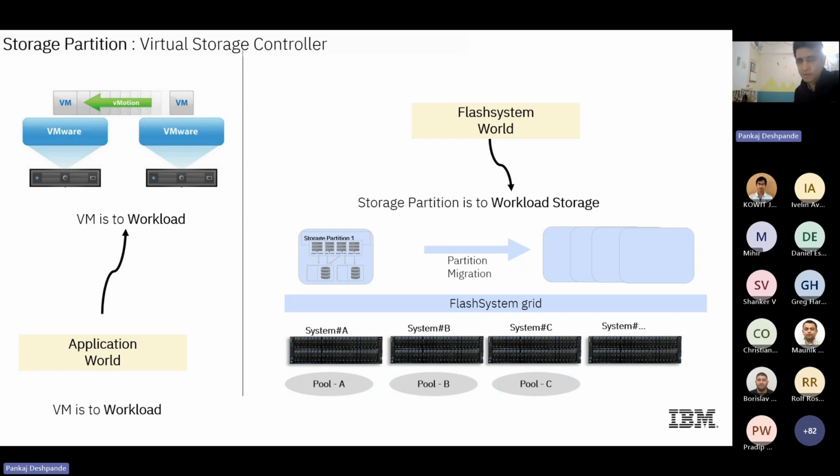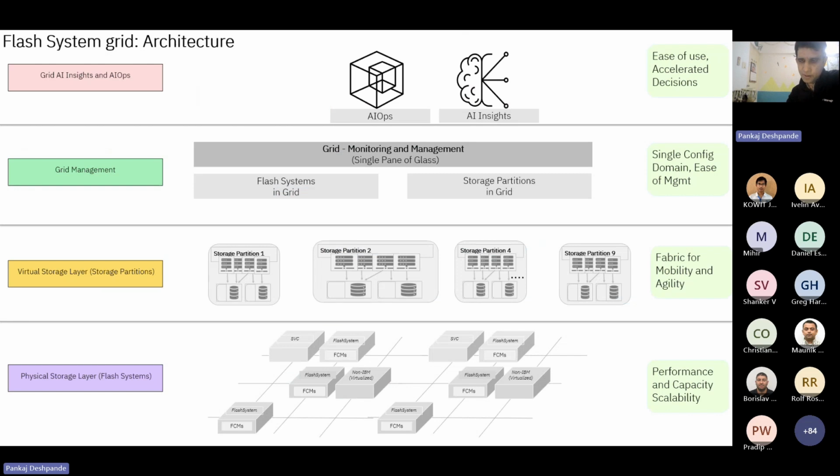And then you have this: there is a freedom from the physical layer, and this virtual object itself can, using the mobility fabric that we have designed as a part of FlashSystem Grid, travel seamlessly, non-disruptively within the grid. And so this becomes a foundation for a lot of conversation, a lot of good ideas that we're going to talk about. So that's your virtual storage layer.